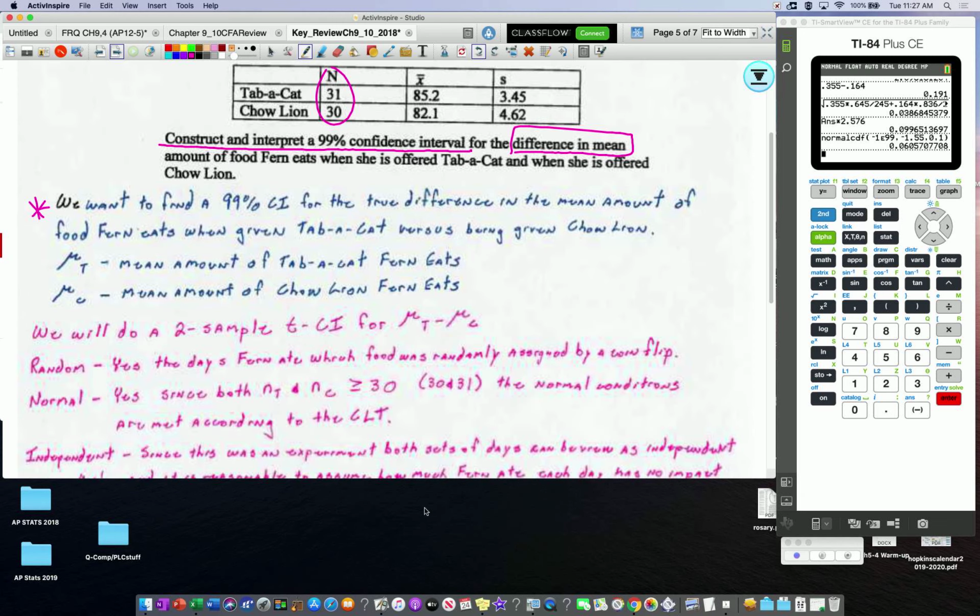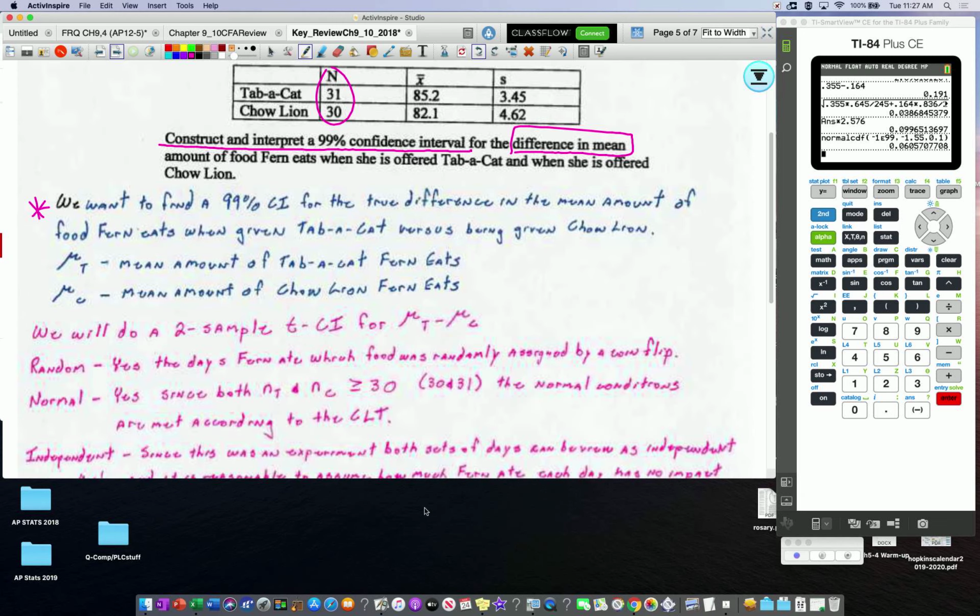All right, so now let's calculate our value here. So I take the difference between the means plus or minus the t-star score times the standard error of the difference between two means. So now my degrees of freedom, since I would technically go 31 minus 1 and 30 minus 1, I have 30 and 29. So the degrees of freedom we want to use is actually 29 here, okay?